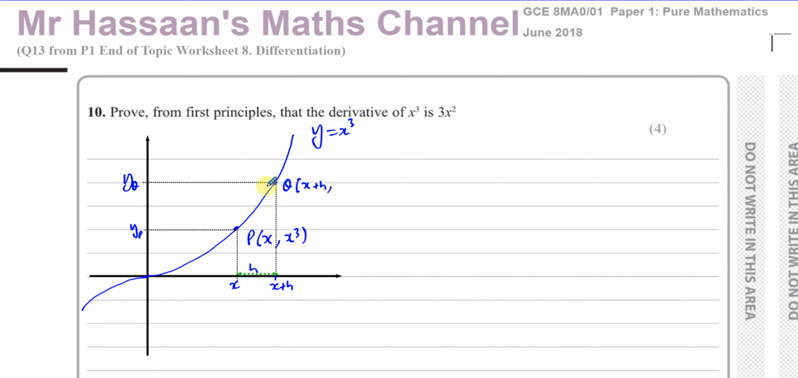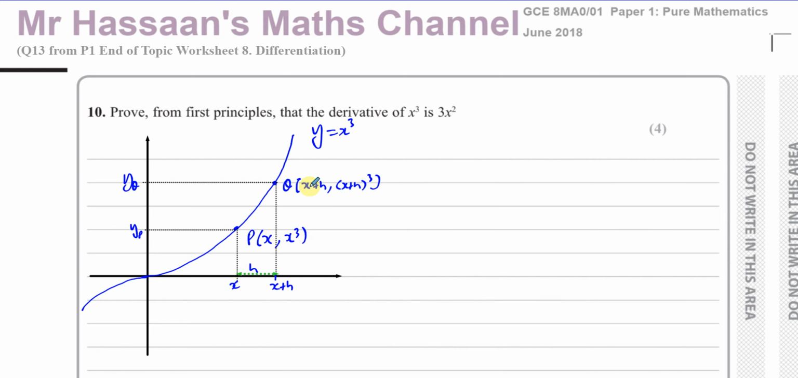The y coordinate of Q in terms of x would be the x coordinate of Q cubed, so x plus h cubed, because the function is y equals x cubed. Whatever x is, you cube it to find what y is. So those are the coordinates of P and Q in terms of the variable x.